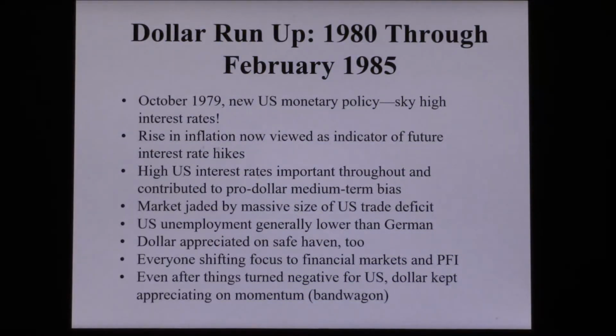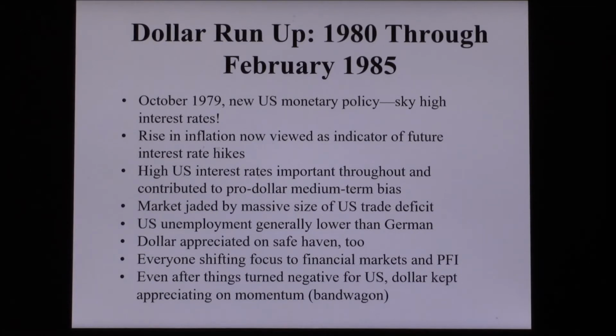If German inflation goes up, aha, the Bundesbank is going to raise interest rates, and that's going to be good for earning interest in German financial assets. So a rise in inflation was now viewed as an indicator of future interest rate hikes. The high U.S. interest rates were important throughout the period and contributed to a pro-dollar medium-term bias. The U.S. trade deficit kept getting bigger, but nobody cared. U.S. unemployment was generally lower than the German. There were also some international tensions, and when those happen, the U.S. dollar tends to be the place people put their money because they feel safest.